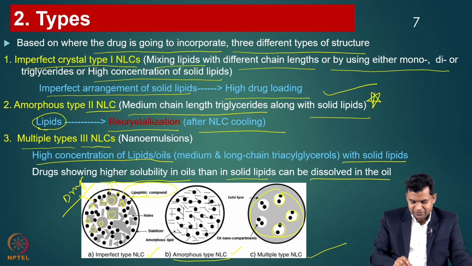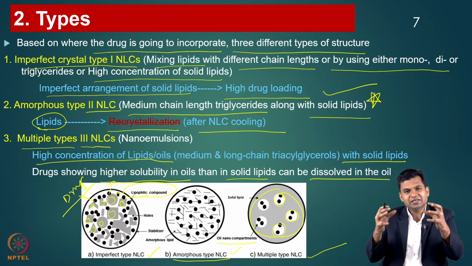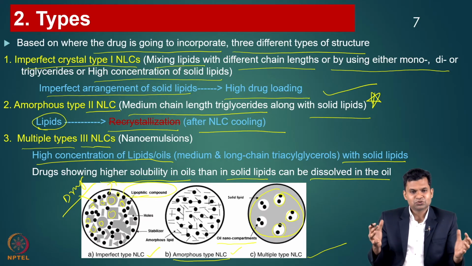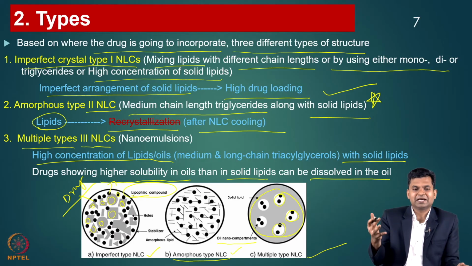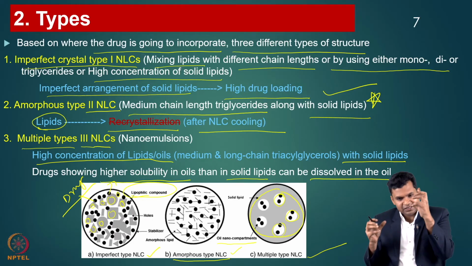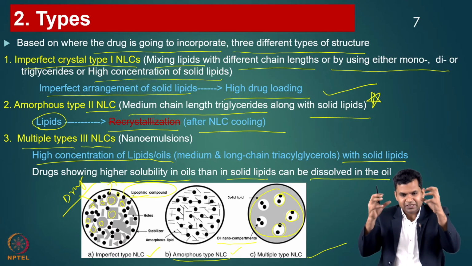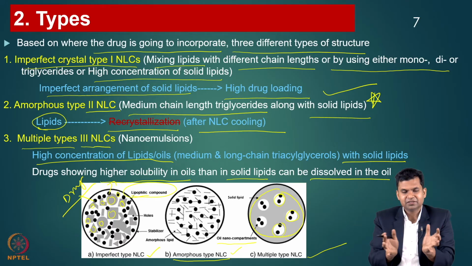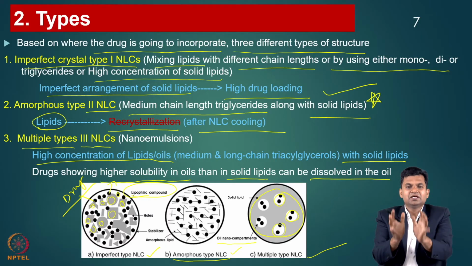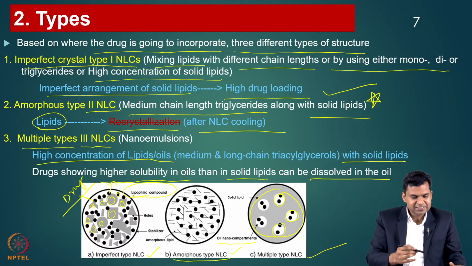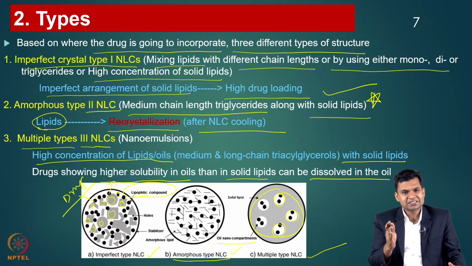So these are called oil nano compartments. It will create an emulsion surrounded by the solid lipid. So these are called multiple type 3 NLCs. So it has different compartments, and that is surrounded by the solid lipid. So these are the three examples: imperfect crystal type 1 NLCs, amorphous type 2 NLCs, and multiple type 3 NLCs.